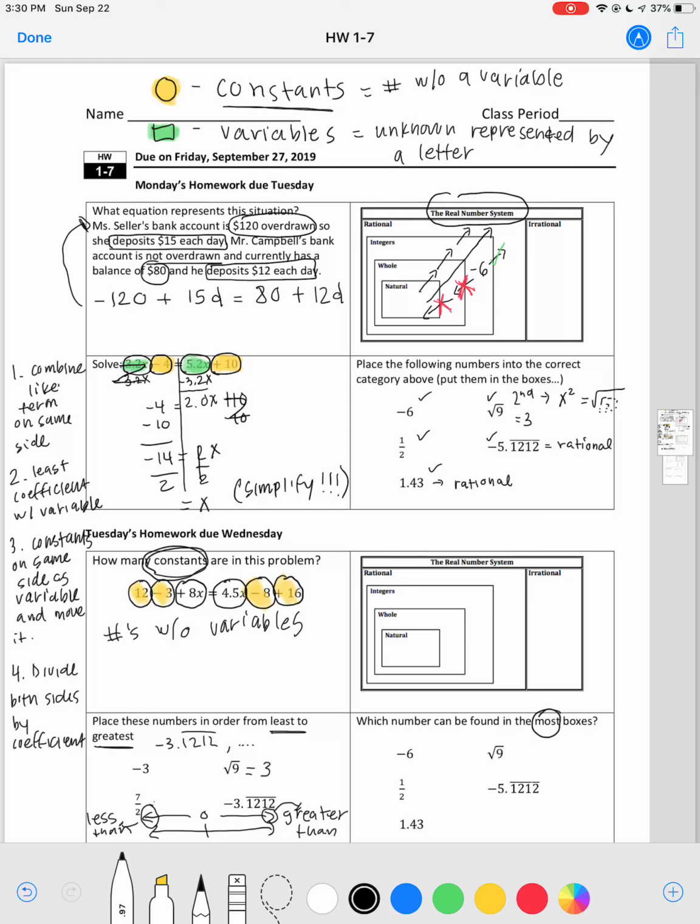Alright, so which number can be found in the most boxes? As we refer to up here, I just drew a star up here. The natural numbers can go out, but the rational numbers can't go in. So we're going to want to find the most inner box to be able to determine which number can be found in the most boxes.